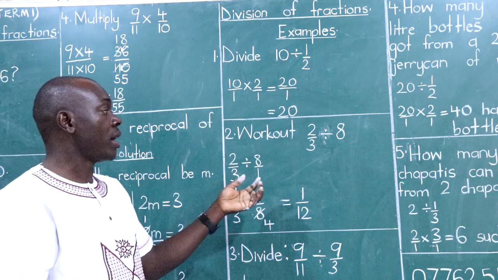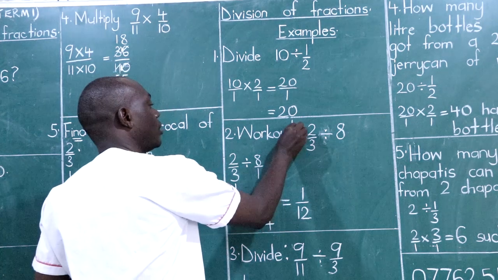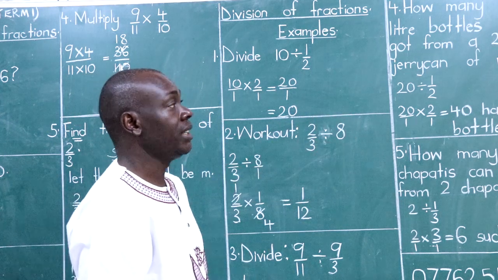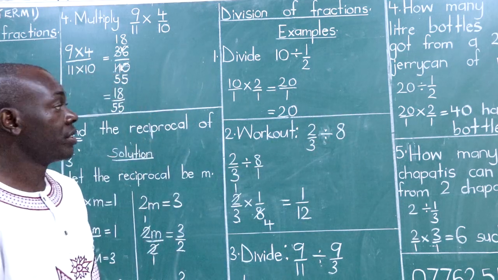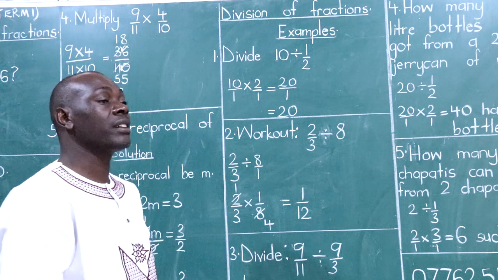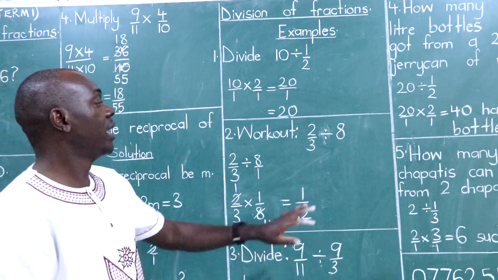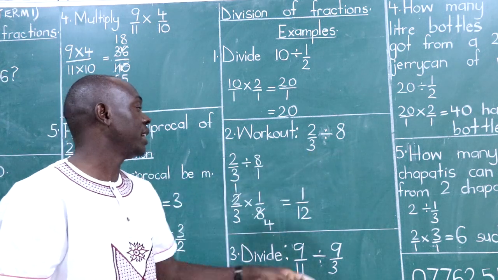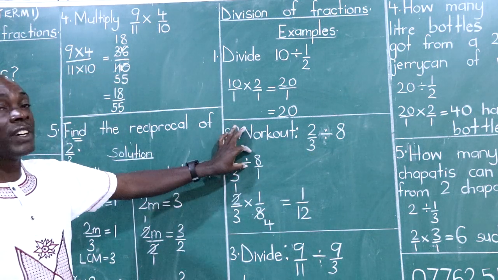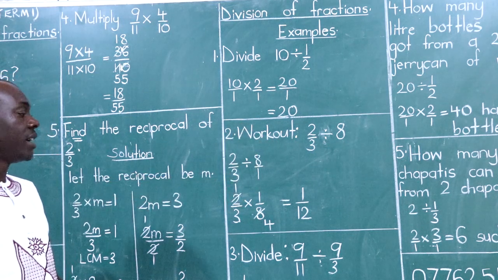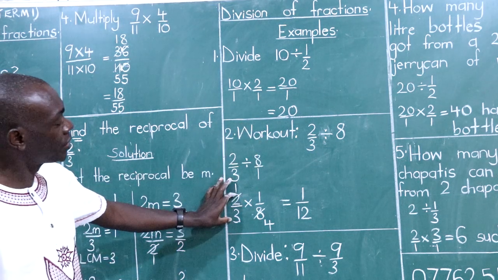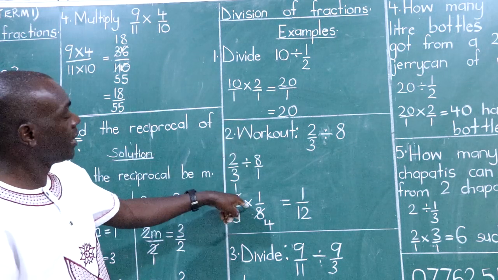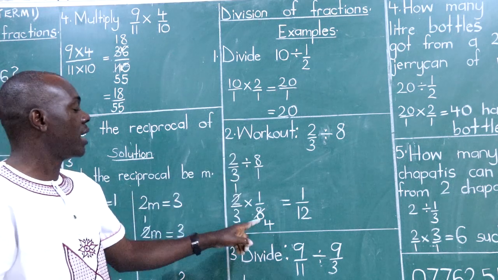Number 2 tells us to work out 2/3 divided by 8. Since we are dealing with fractions, even 8 must be written as a fraction. Any whole number as a fraction is out of 1. That's why 2/3 divided by 8 is the same as 2/3 divided by 8 out of 1. And now, this 2/3 remains 2/3. The division changes into multiplication, and then the 8 out of 1 becomes 1 out of 8.